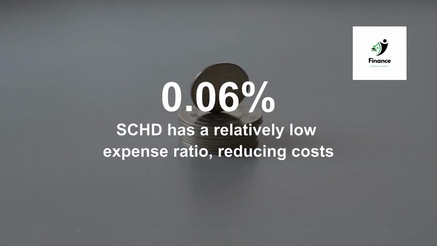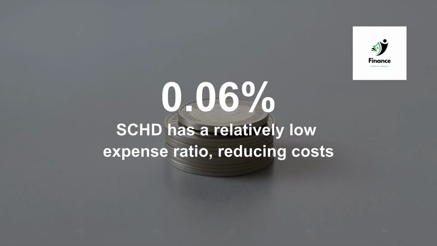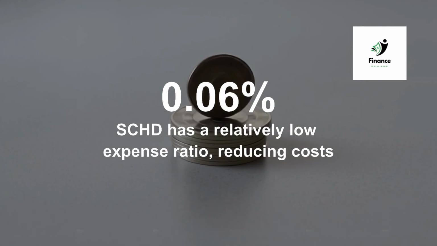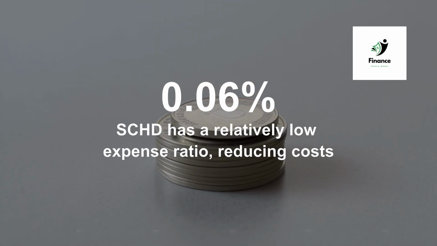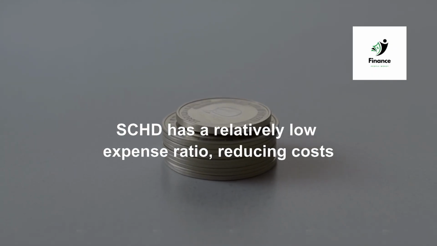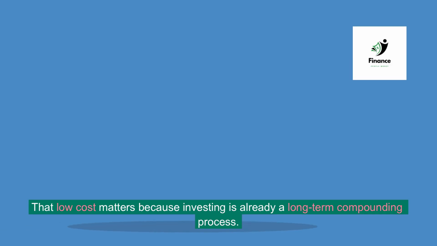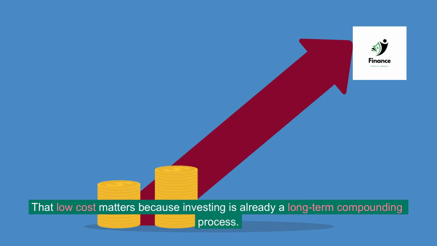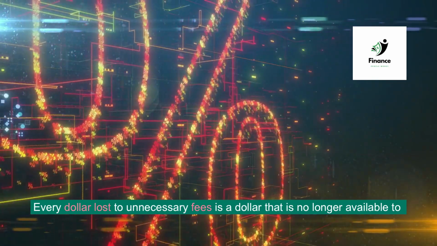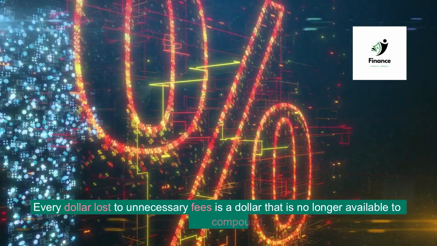SCHD also has a relatively low expense ratio of 0.06%, meaning that for every $10,000 invested, the annual fund expense is approximately $6 before considering other factors affecting returns. That low cost matters because investing is already a long-term compounding process. Every dollar lost to unnecessary fees is a dollar that is no longer available to compound.